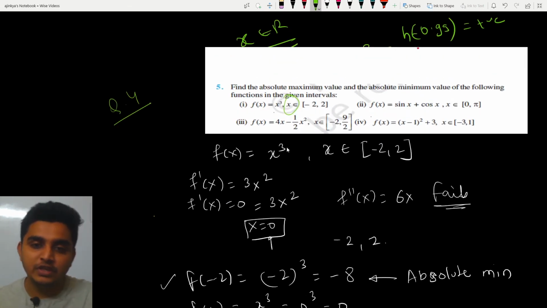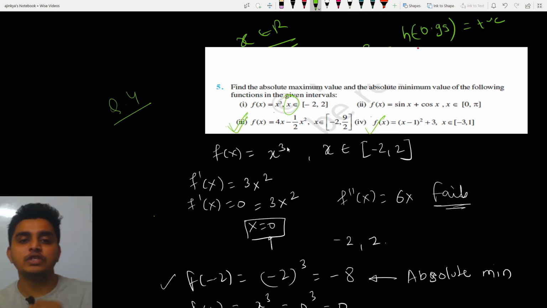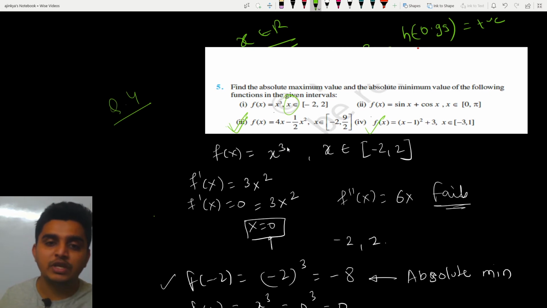Similarly, we are going to see what question number 3 and question number 4 are for this particular topic. So what is question number 3? Question number 3 says that f of x is equal to 4x minus half x squared.